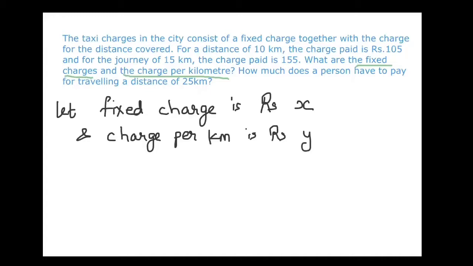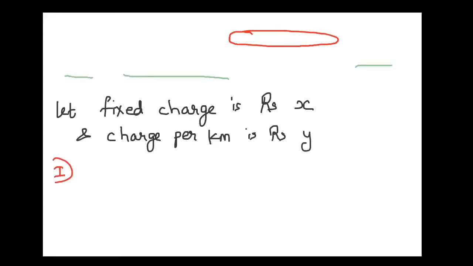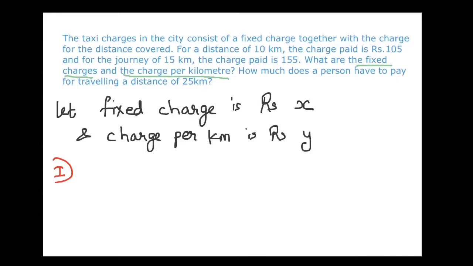Now the charge of a taxi is comprised of two things: fixed charge and the charge for distance covered. So in the first case, the journey is of 10 kilometers. So always fixed charge applies, so X will remain, plus a 10 kilometer journey means it will be 10Y. For 1 kilometer it is Y rupees, so 10 kilometers is 10Y rupees. And the total charge paid is rupees 105. So X plus 10Y equals 105, and this is our first equation.